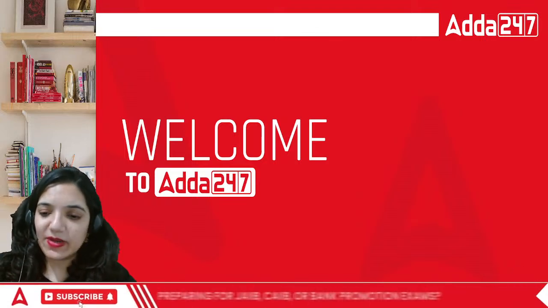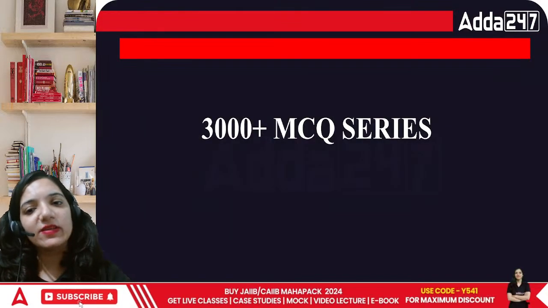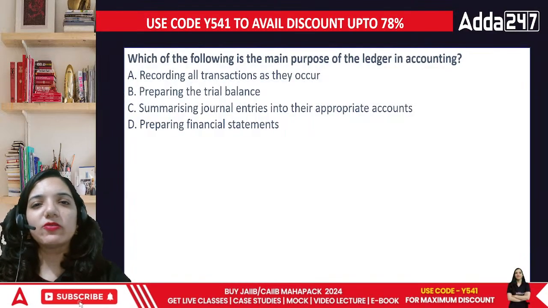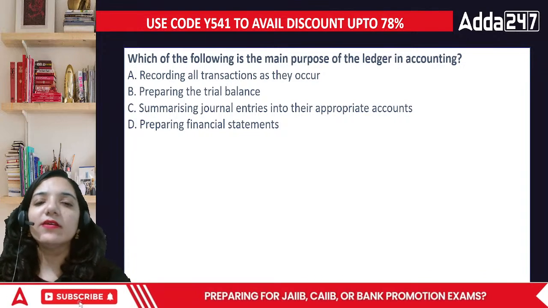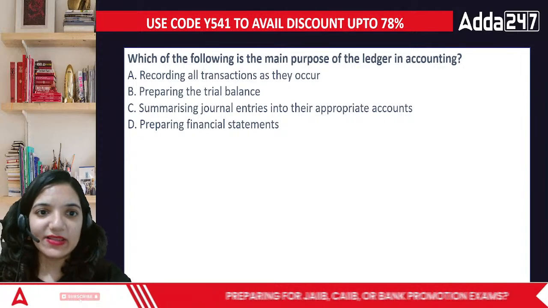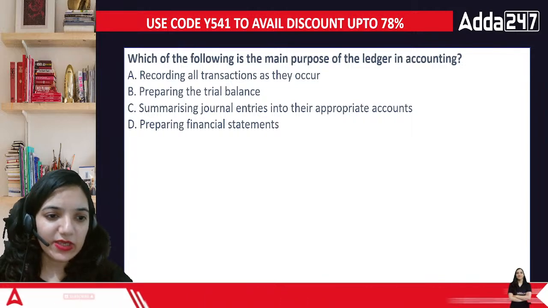So let's look at this part, everyone. Now, we were talking of 3000 plus MCQ series. Till now, we have talked about major parts of the concepts of accounting. Now, I'm going further with the area of trial balance there. So let's talk about it, everyone. Today I'm going to talk about trial balance and rectification.